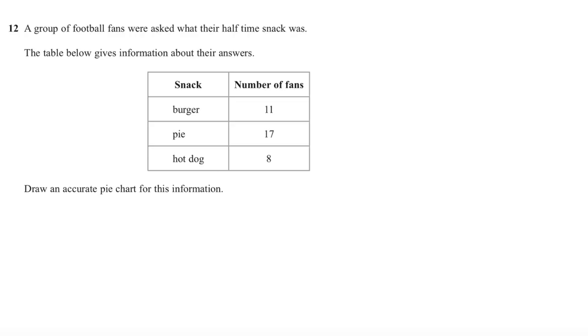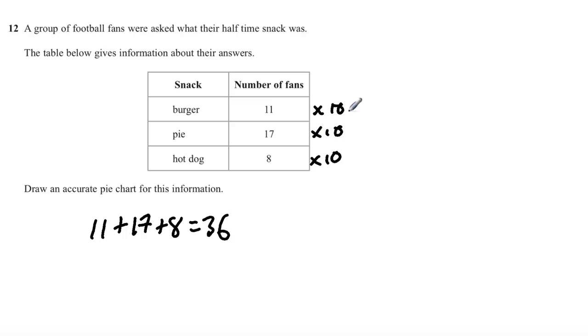So the first thing I'm going to do, I'm going to add the frequencies together. So 11 plus 17 plus 8 equals 36. Now what do I need to multiply 36 by to give us 360? Well, the answer is 10. So I'm going to multiply each of these frequencies by 10, which will give us the degrees. So 11 times 10 is 110 degrees. 17 times 10 is 170 degrees. And 8 times 10 is 80 degrees.